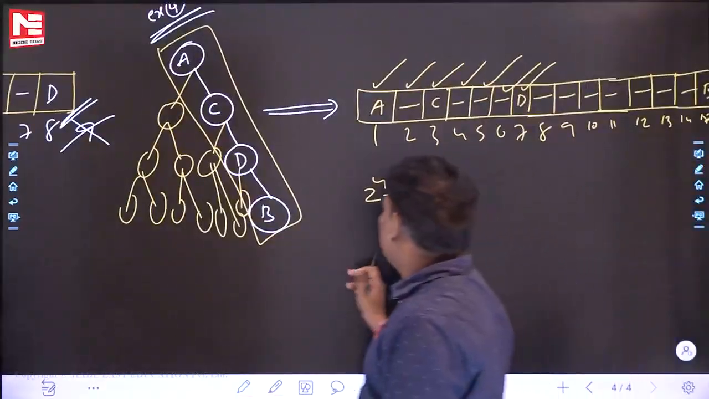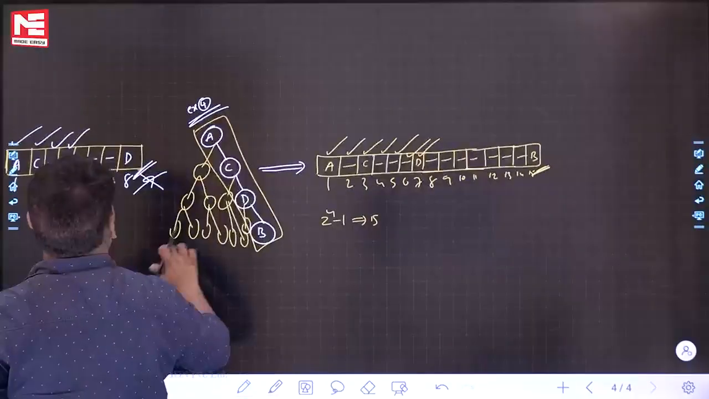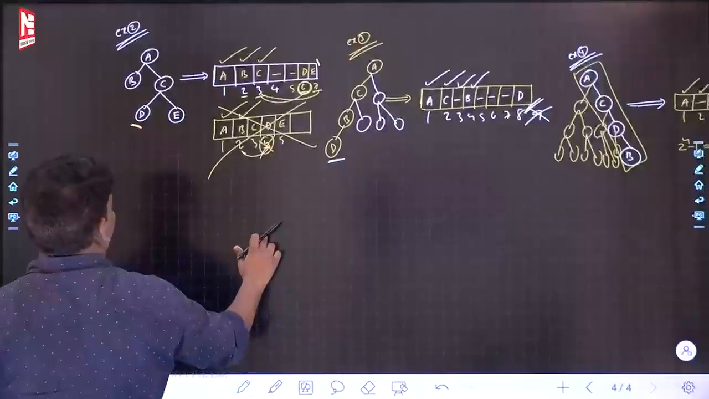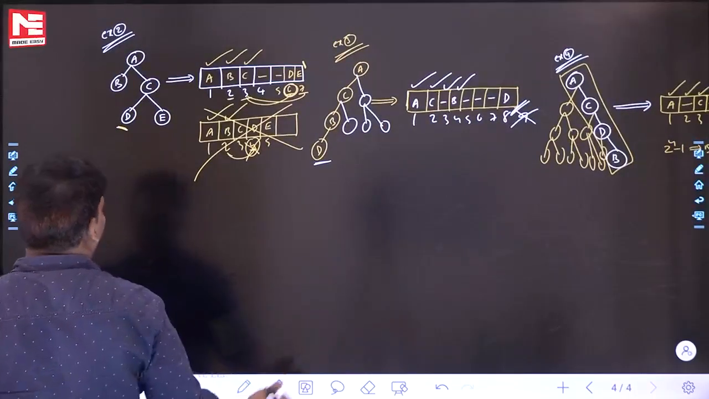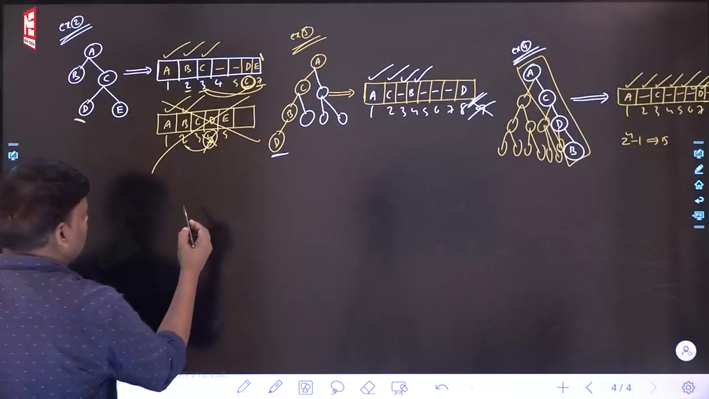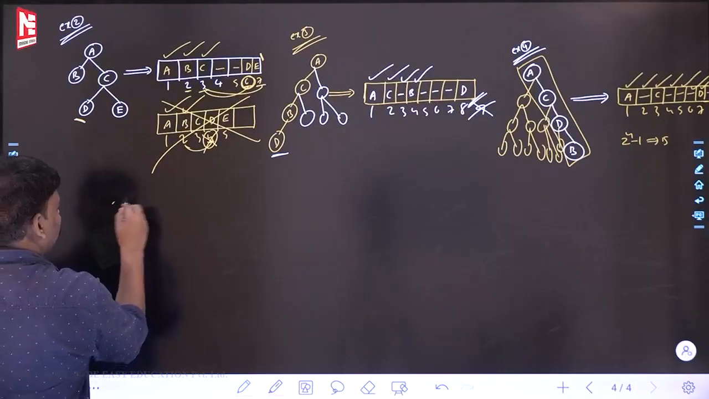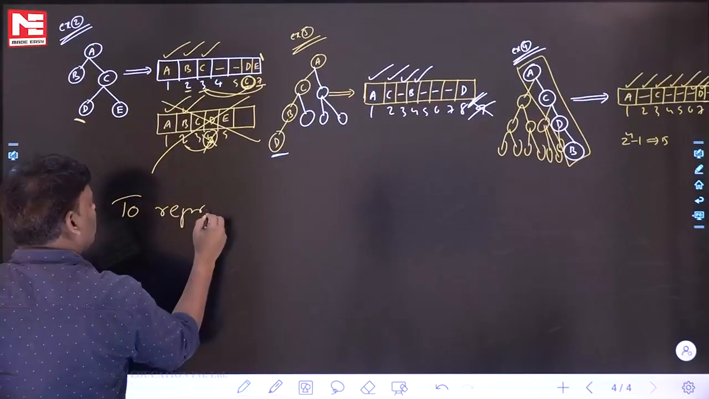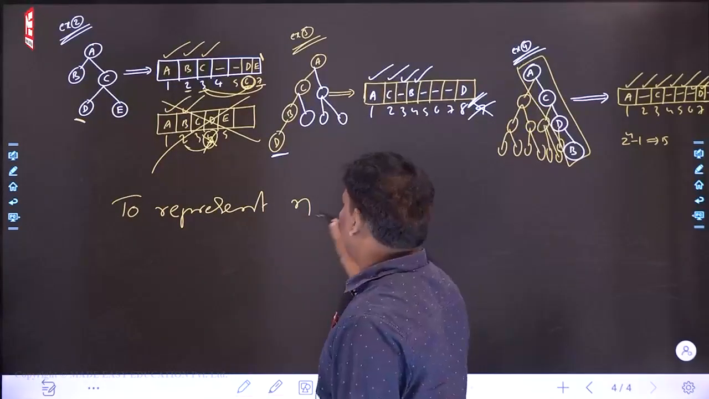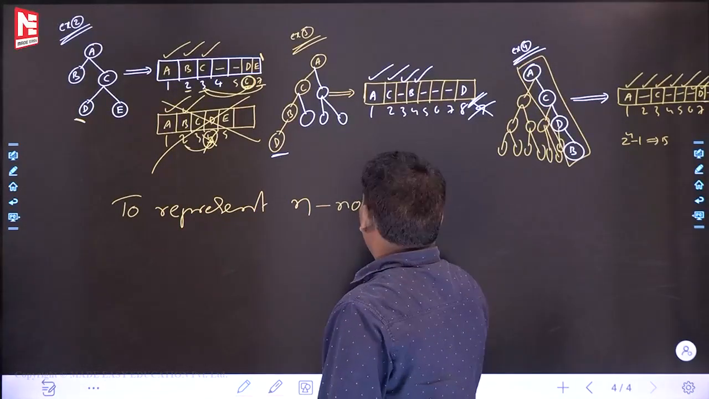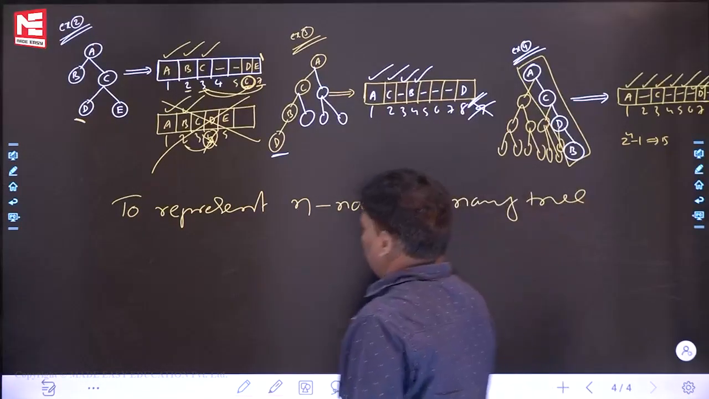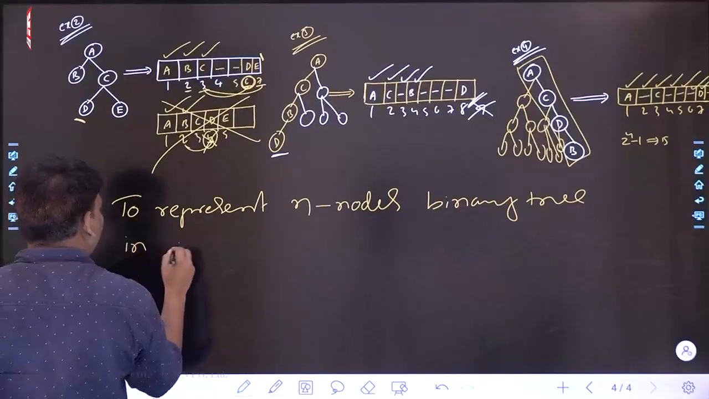Please be careful with this entire story, all 4 examples, and let me simplify further. The first example is there in another slide. So totally 4 examples. See the note I am writing, everyone see now. This is given in one of the previous papers. To represent an n nodes binary tree in array format.